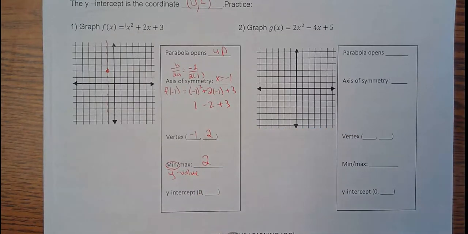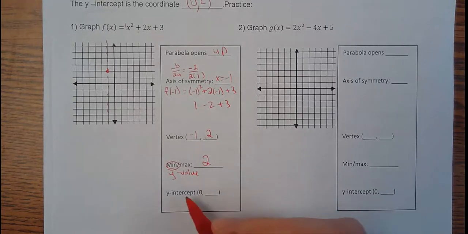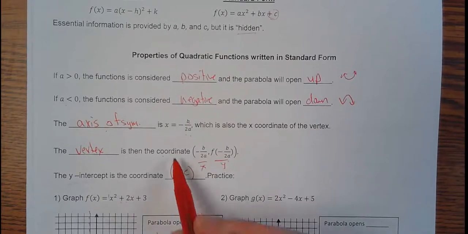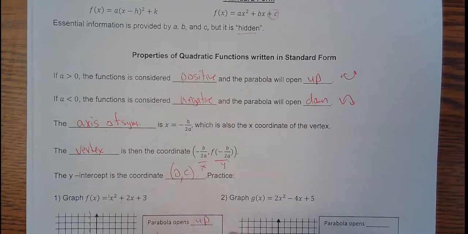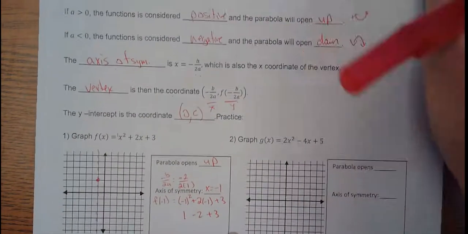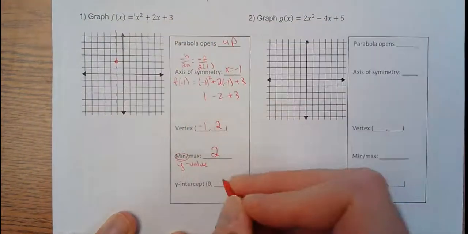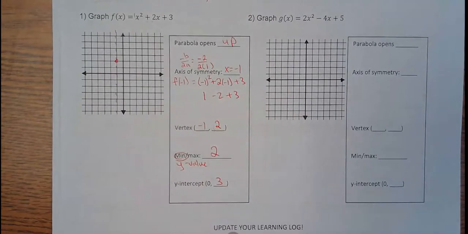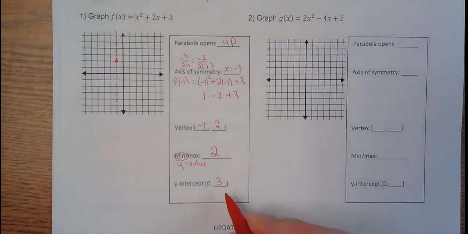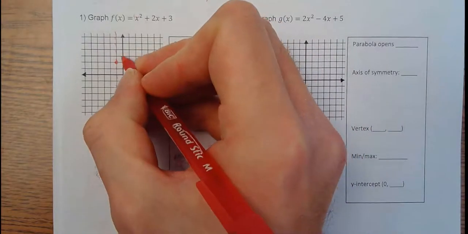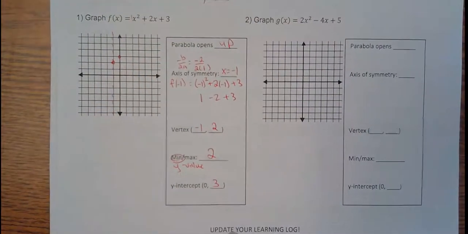Now, what is the y-intercept? So the y-intercept on this guy, if you remember, is the c. So it's going to be 0, comma, c. So c is 3. So that tells me that I could plot the point 0, 3. So here is my y-intercept.